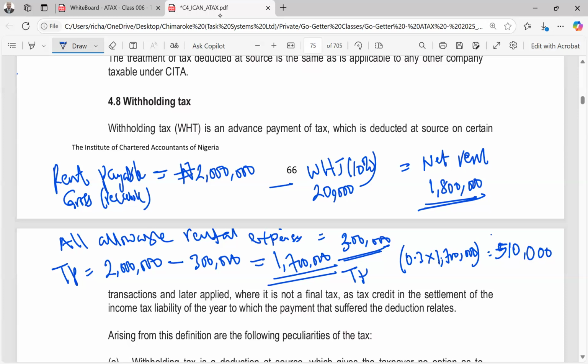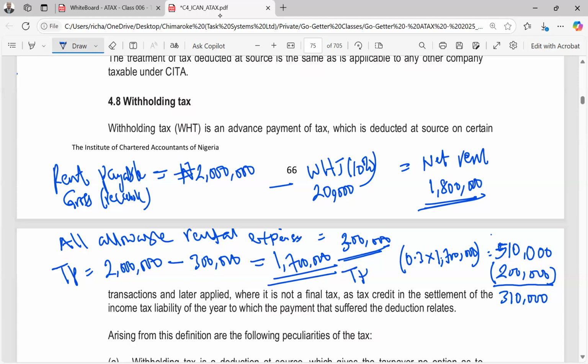So you have been charged 500,000 as your total tax, because you see here, gross income was used and this is your expenses, 500,000. The 200,000 that you suffered as a withholding tax will now be deducted because it was an advance payment. So you now have to pay 310,000. So that is what it says here.